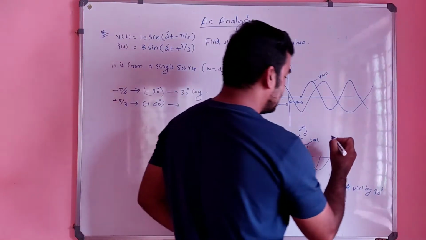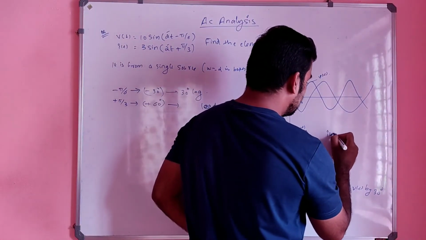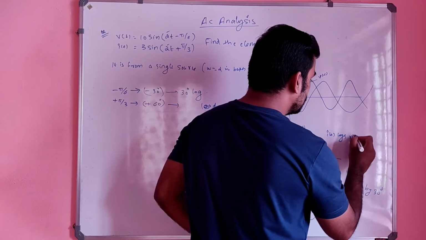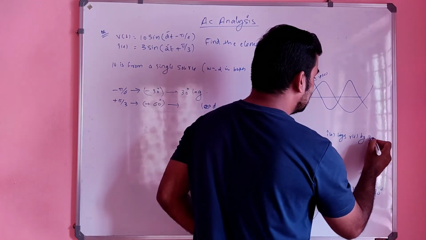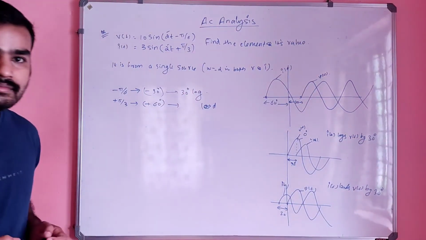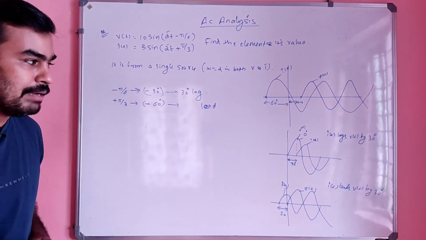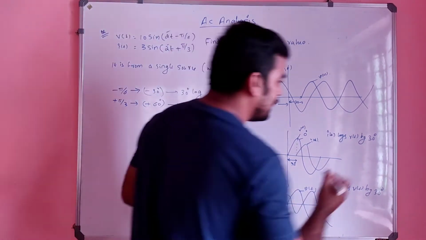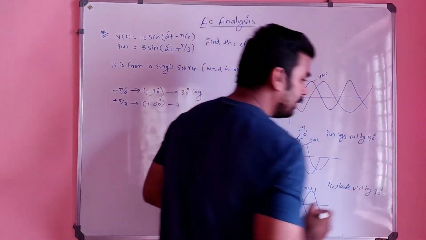In here, I can say that I of t lags V of t by 30 degree. I of t lags V of t by 30 degree or 90 degree. It is 90 degree now.